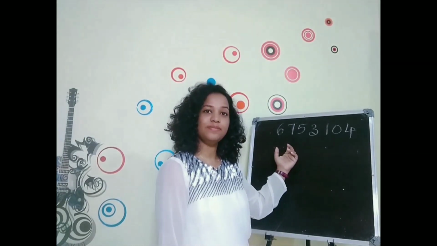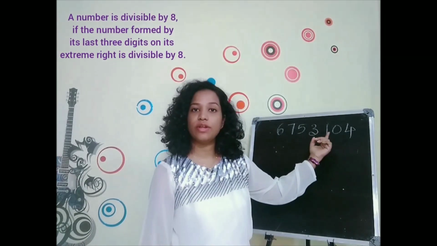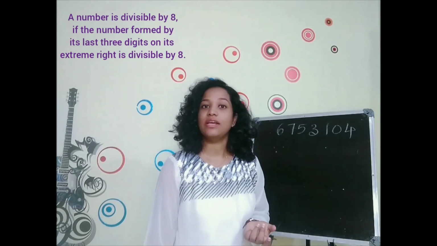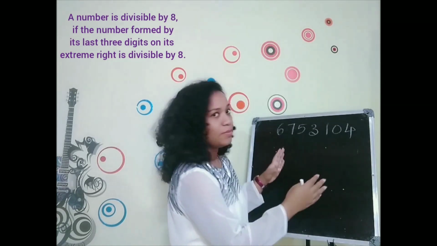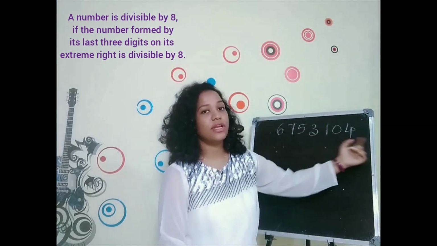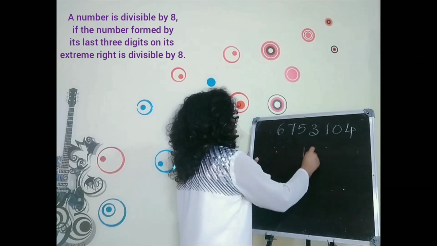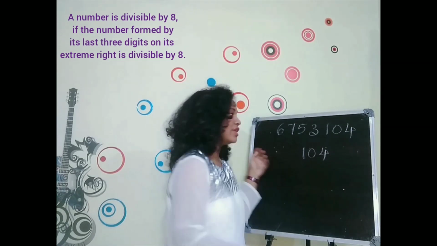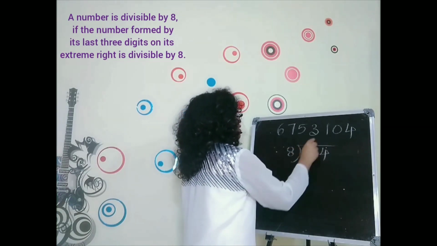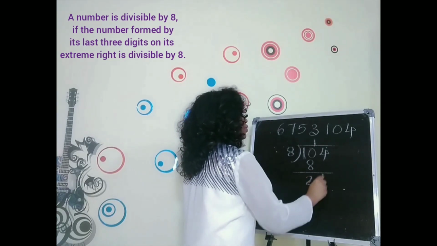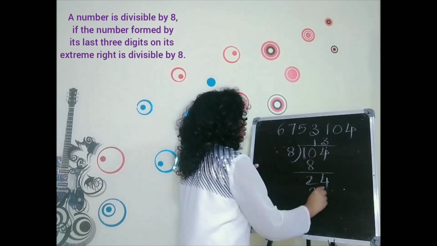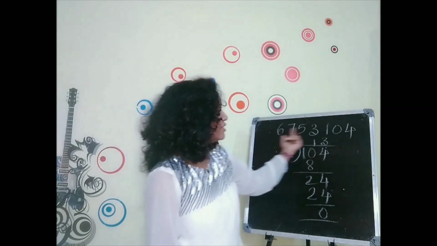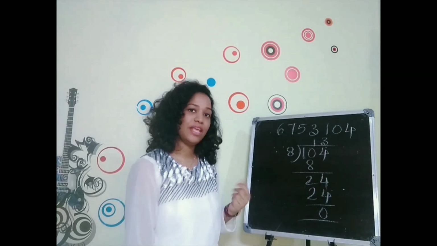Let's look at this number. 67,53,104. How do we check whether this number is divisible by 8 or not? Yes, we should check the number which is formed by the last 3 digits, that is 104. We should check that whether this number is divisible by 8 or not. Let's divide and check quickly. 8 ones 8, 2, 24, 3 8s are 24. Yes, it is divisible by 8. So, this number is also divisible by 8.